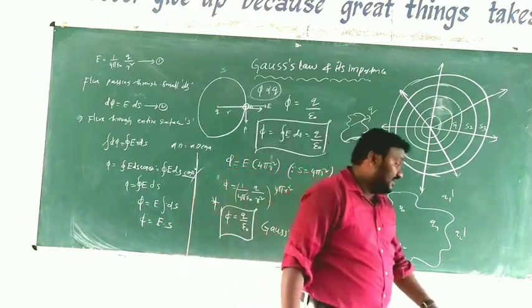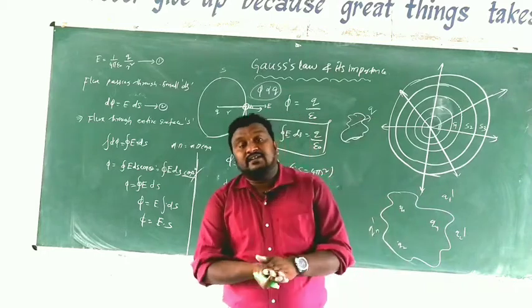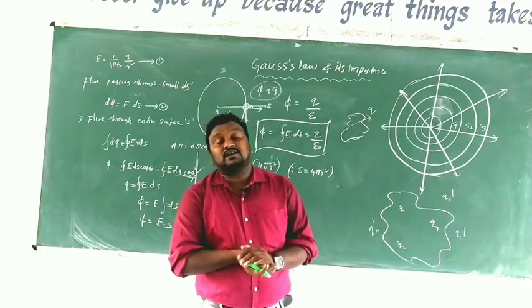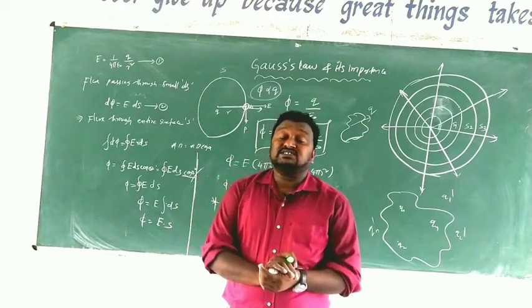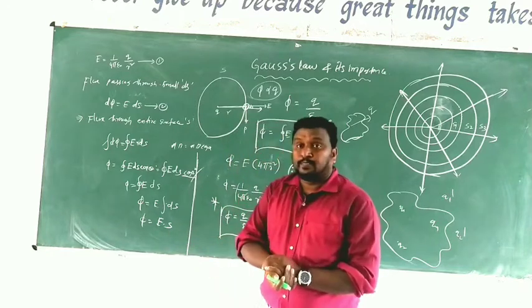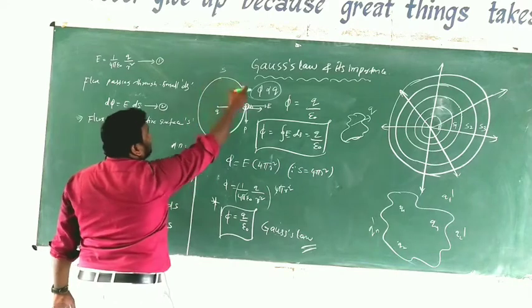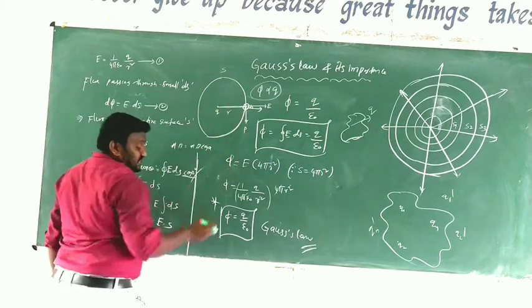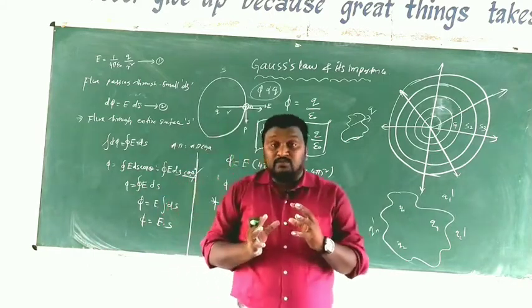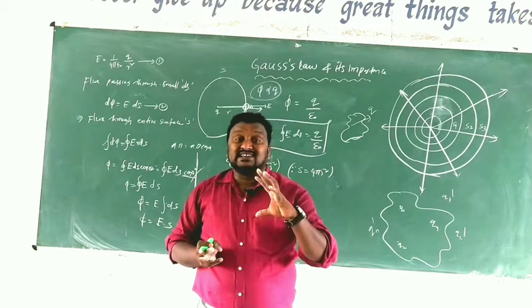Very simple. See once again how Gauss's law should be explained. The amount of flux passing through a closed surface is 1 by epsilon naught times the net charge of the same surface. We have to derive that now. For that we take one closed surface. The surface for which we explain the flux should be called a Gaussian surface.